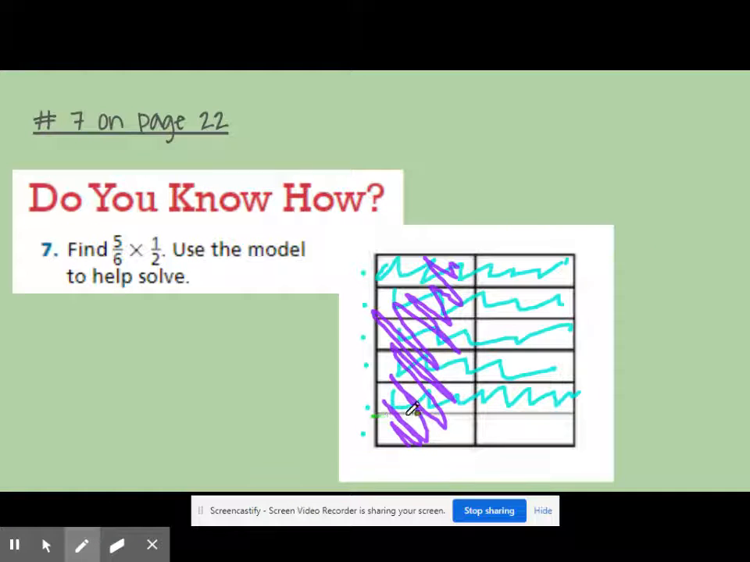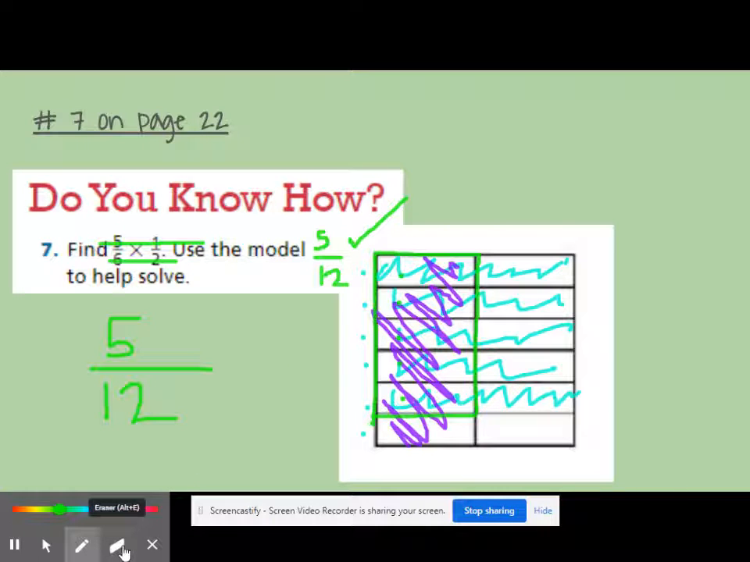I'm looking for a section that's purple and blue. That would be this section right here. Okay? So that would be 5 out of the total of 1, 2, 3, 4, 5, 6, another 6, 12 sections. Now I'm going to go back and multiply and check this. 5 times 1 is 5. 6 times 2 is 12. So I know I'm right. Okay? So this is how you use models if you choose to use models. If your brain doesn't understand models, don't worry about it. You can rely on the rule.